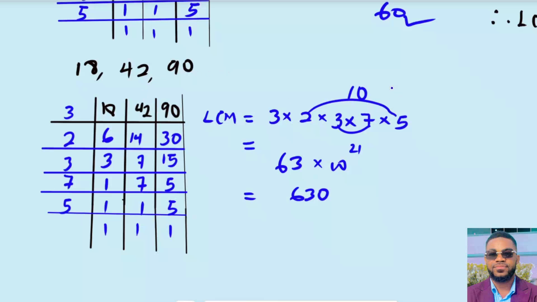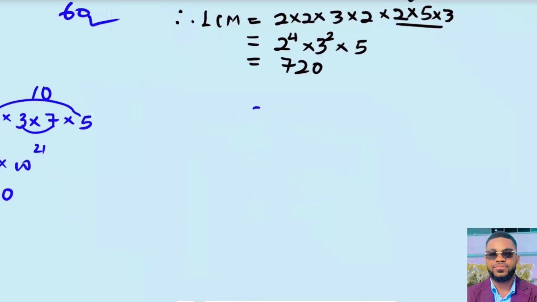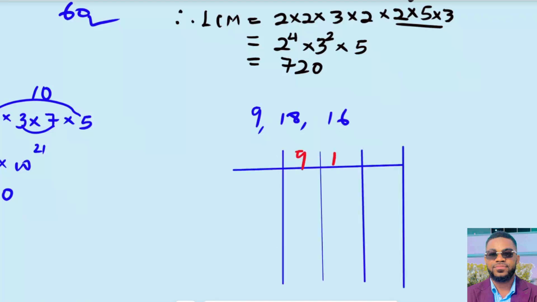Let's get the last one for the LCM. So let's find the LCM for 9, 18, and 16. So let me get my table. So we have 9, 18, 16. So which prime number are we going to use? Let's use 3 here. And 3 goes into 9, 3 times, it goes into 18, 6. 3 cannot go into 16, so write the same 16.